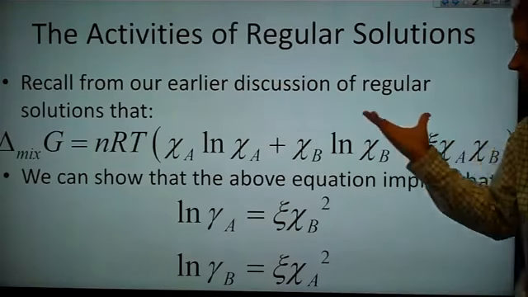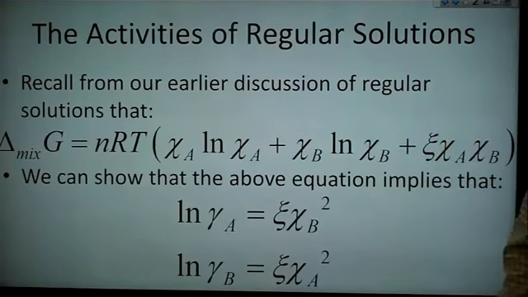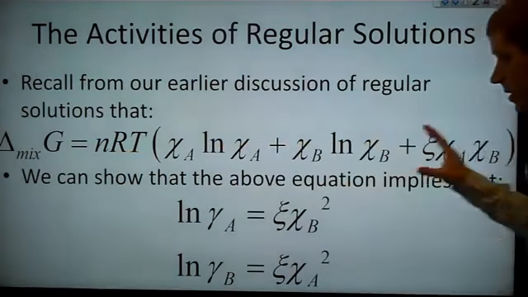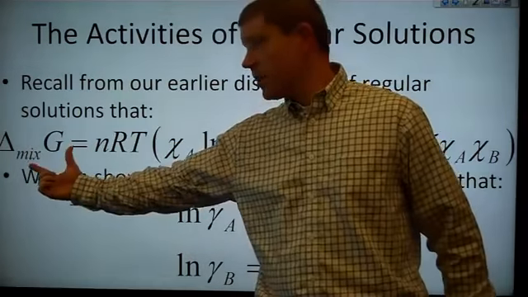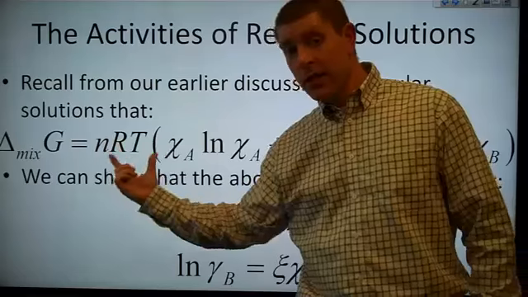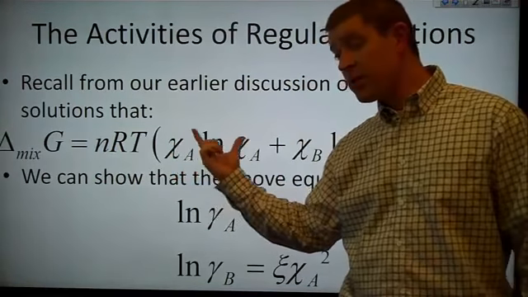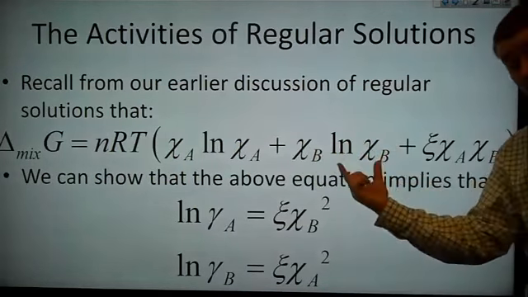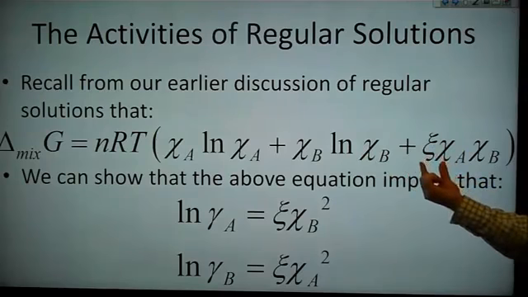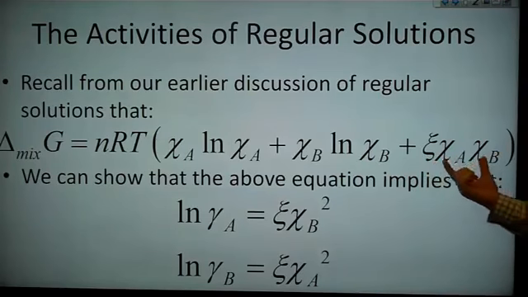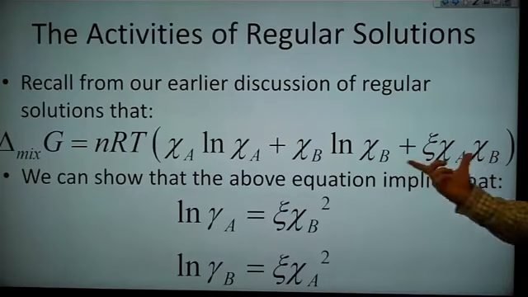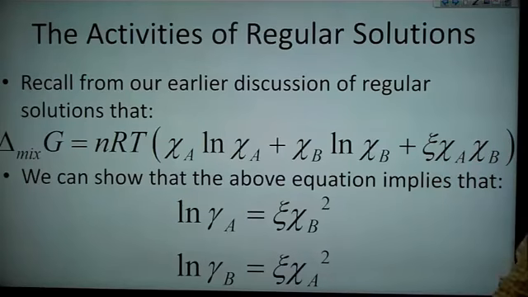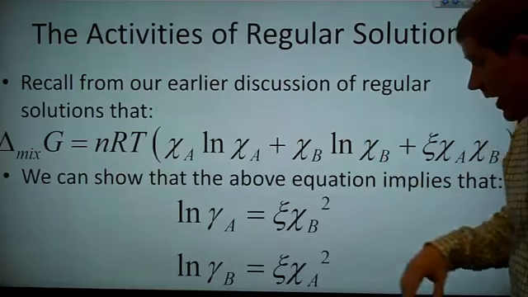And so from our earlier discussion of regular solutions, remember that we have this equation. The Gibbs energy of mixing is equal to N times R times T times the mole fraction of A times the natural log of the mole fraction of A, plus the mole fraction of B times the natural log of the mole fraction of B, plus our dimensionless quantity xi times the mole fraction of A times the mole fraction of B. If you want to see the math, look at the Atkins book.